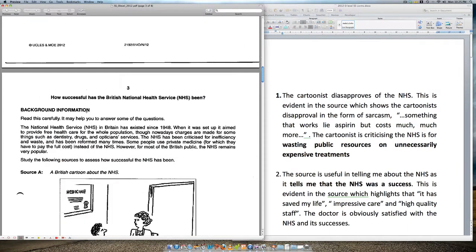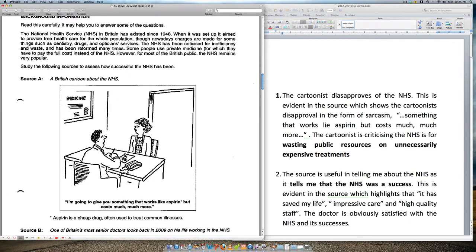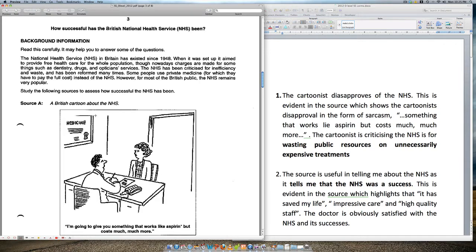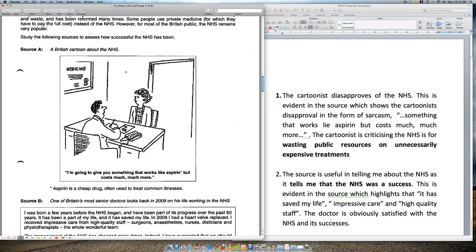Now, before we can even go into the cartoon, please remember that it's extremely important to go through the background information because that will give you some clues to make sense of the different sources that you will come across. Remember, it is extremely important that you read this first. So let's look at source A.